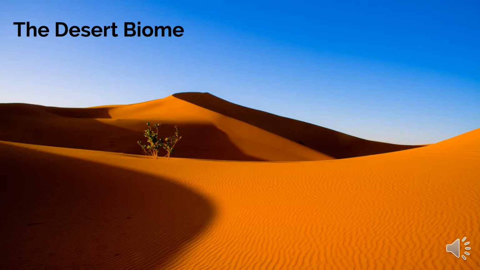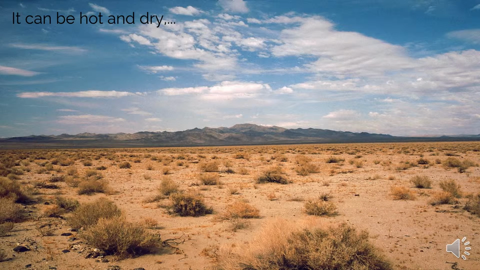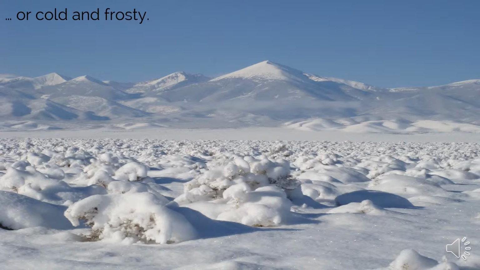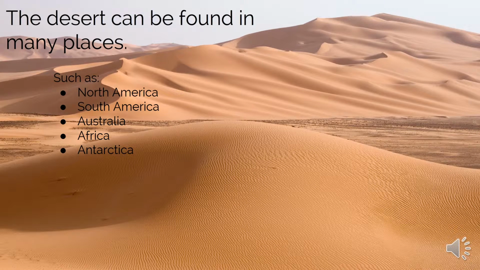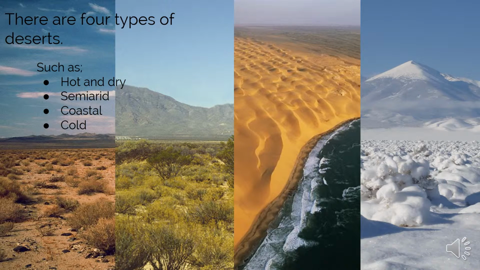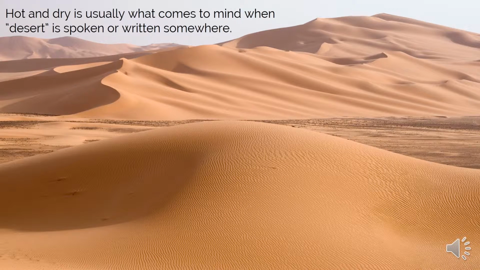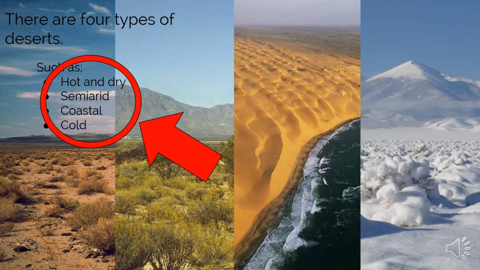Desert biome. It can be hot and dry, or cold and frosty like this. The desert can be found in many places, such as North America, South America, Australia, Africa, and Antarctica. And there are 4 types: the hot and dry, the semi-arid, the coastal, and the cold. You usually think of hot and dry when desert is spoken or written somewhere. But, as shown here, that can't always be the case.